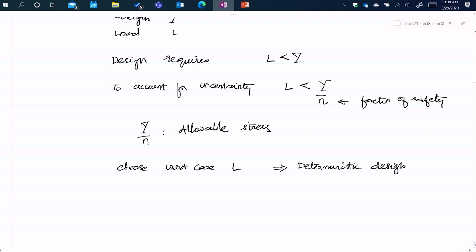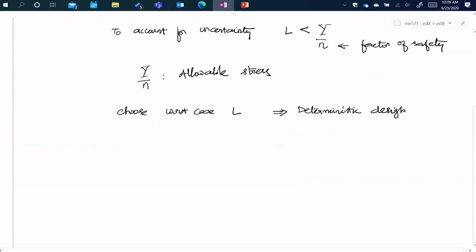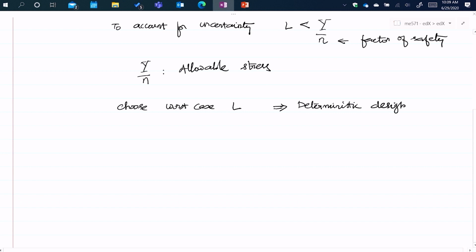In reality, the load is a continuous probabilistic distribution, but when we do deterministic design, we choose the worst case load, one value to describe that load, and one value to describe the strength as well. So this is traditional design.